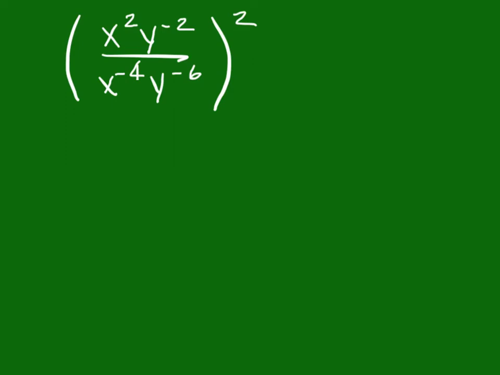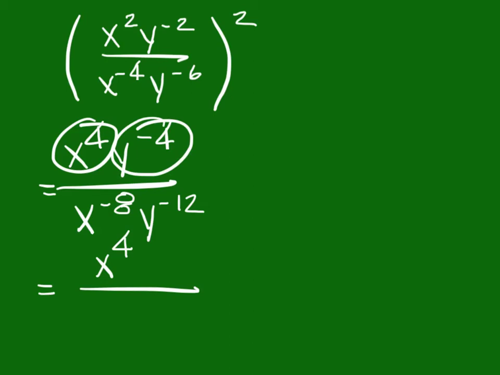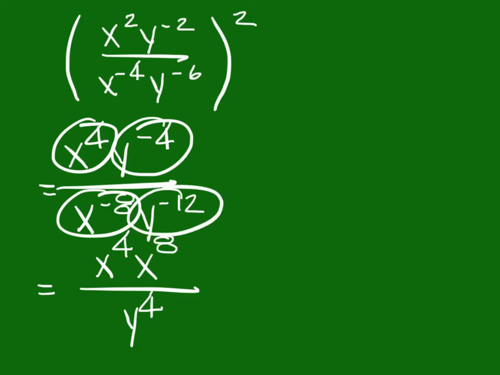Alright, for this one we'll multiply through by a positive 2 to get x to the 4th, y to the negative 4th over x to the negative 8th, y to the negative 12th. Now flip wherever you have to. The x to the 4th in this position stays where it's at. But this must go to the bottom and become y to the 4th. This must go to the top, become x to the 8th. And this goes to the top and becomes y to the 12th.